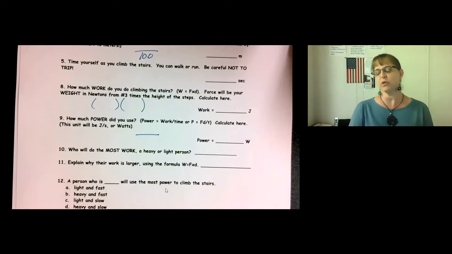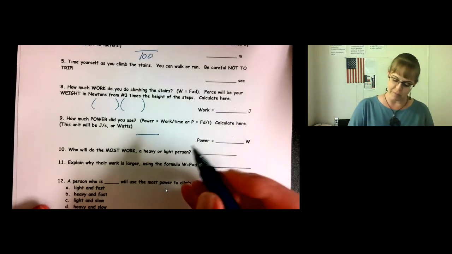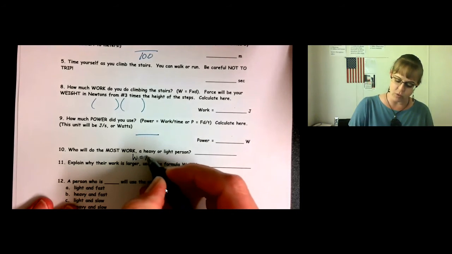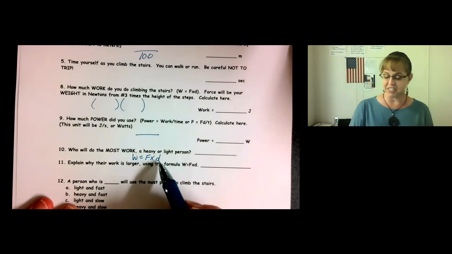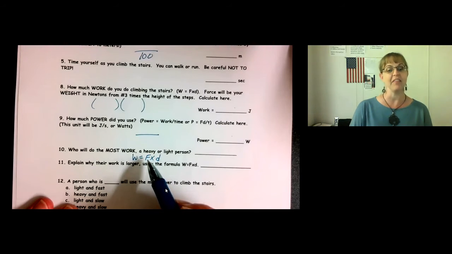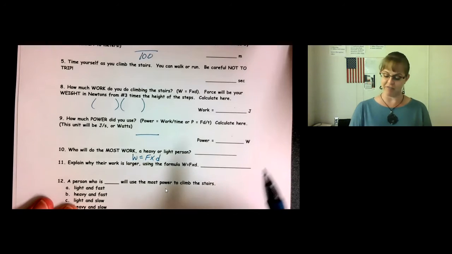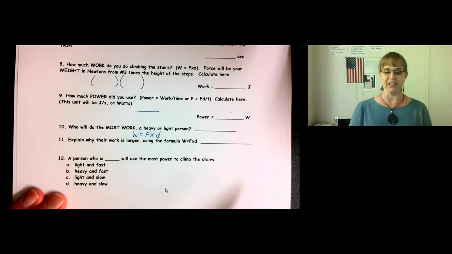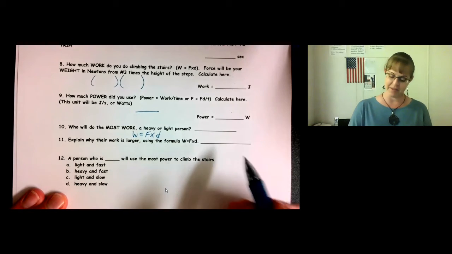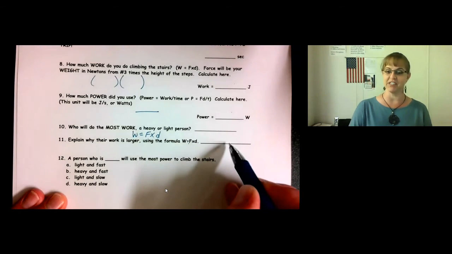So we want to know who will do the most work, a heavy person or a light person. Well, remember, work equals force times distance. So if you go up the same set of stairs, you're going the same distance, but a heavy person will have more force than a light person. Therefore, a heavy person will do more work. For number 11, explain why. Because their force is greater.